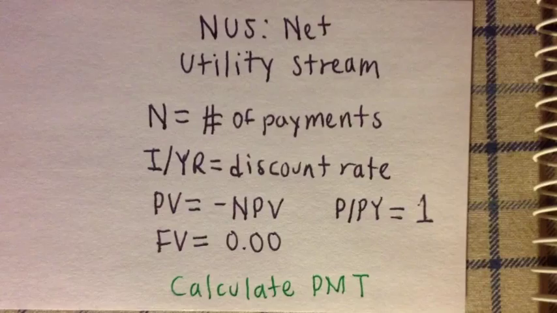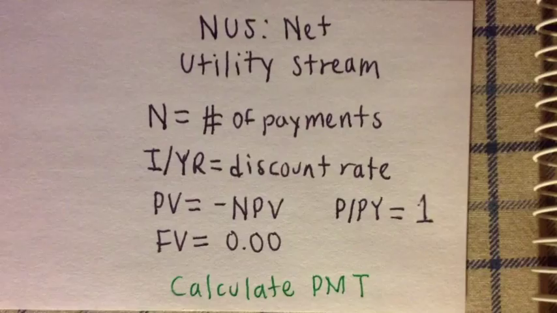The strategy for net utility stream is very similar to the strategy we will use to calculate net future value. The only difference is we're going to set future value, FV, to be zero, and we're going to calculate payment. Everything else pretty much stays the same.